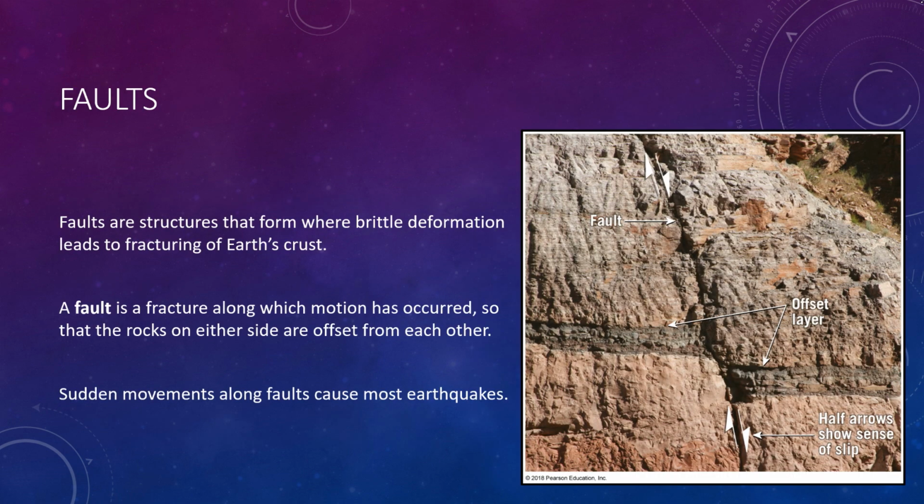So let's discuss faults a little bit more. We're going to spend the next several slides looking at the different types of faults that we find. Before we begin though, let's cover the basics. Faults and joints are both structures that form where brittle deformation leads to the fracturing of Earth's crust. A joint is a fracture, whereas a fault is a fracture along which motion has occurred, so that the rocks on either side are offset from one another.